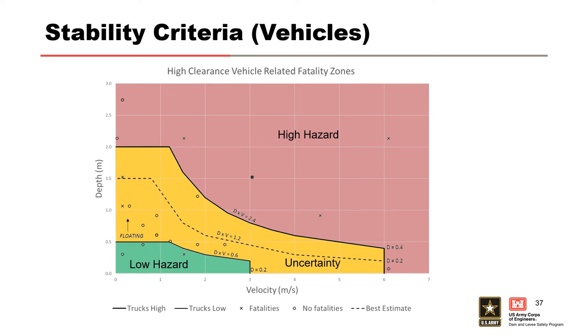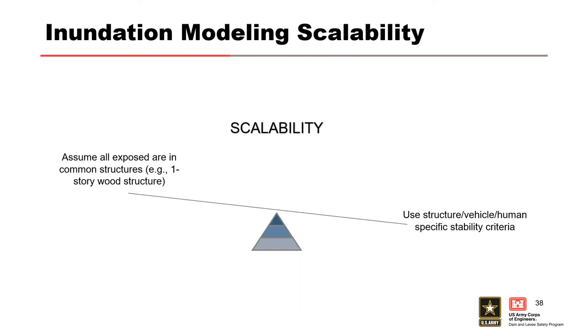And this is for a high clearance vehicle, so an SUV or truck. And then there's that zone of uncertainty, right? Everybody has different stuff in the back. Tires are aired up slightly different, so they're not all exactly the same. So we sample somewhere in there for each vehicle that gets caught in the water. We sample a slightly different stability criteria. But that's how we decide whether to put them in a high hazard or low hazard zone. Again, back to the scalability, you can make some basic assumptions to get a rough estimate, or you can go in and do that very specific criteria if you have all the information.